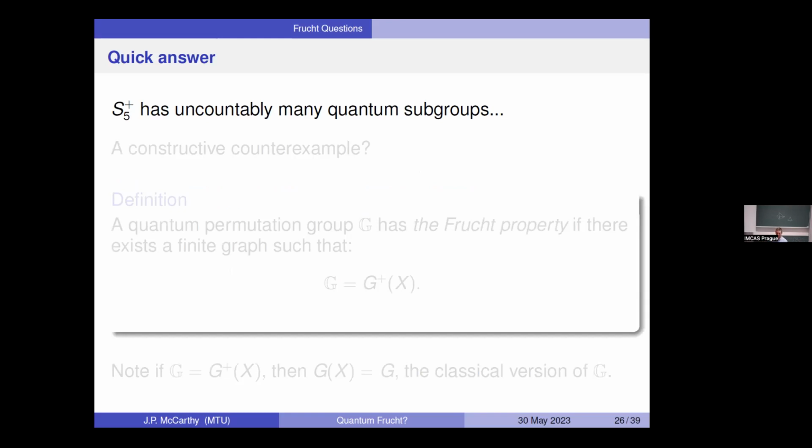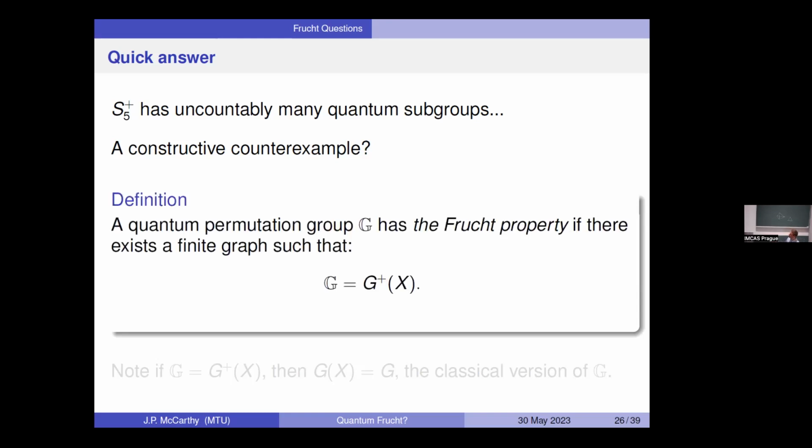S5 plus has uncountably many quantum subgroups. Later on, I might explain why that is. So we wondered, could we get maybe a constructive counterexample? Oh yeah, why is this? Well, there are only countably many finite graphs. There are too many quantum permutation groups for this to work. So come up with a constructive counterexample, or maybe find a class of quantum permutation groups that have what we call the Frucht property. That's what we were hoping for. That would have been a nice theorem, that all these quantum permutation groups are quantum automorphism groups. But actually, we went instead for the constructive counterexample.